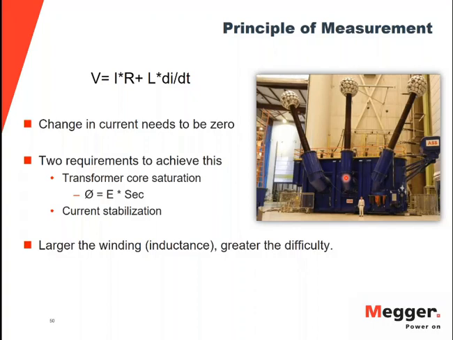And then the second step is that once the core is saturated, then I can stabilize the current, and once the current is stable, I can get stable resistance measurement. Keep in mind that if your winding is bigger, or if it's rated for high voltage and high MVA, if the winding inductance is high, it will take longer time for you to get a reliable measurement because inductance would oppose the change of current.